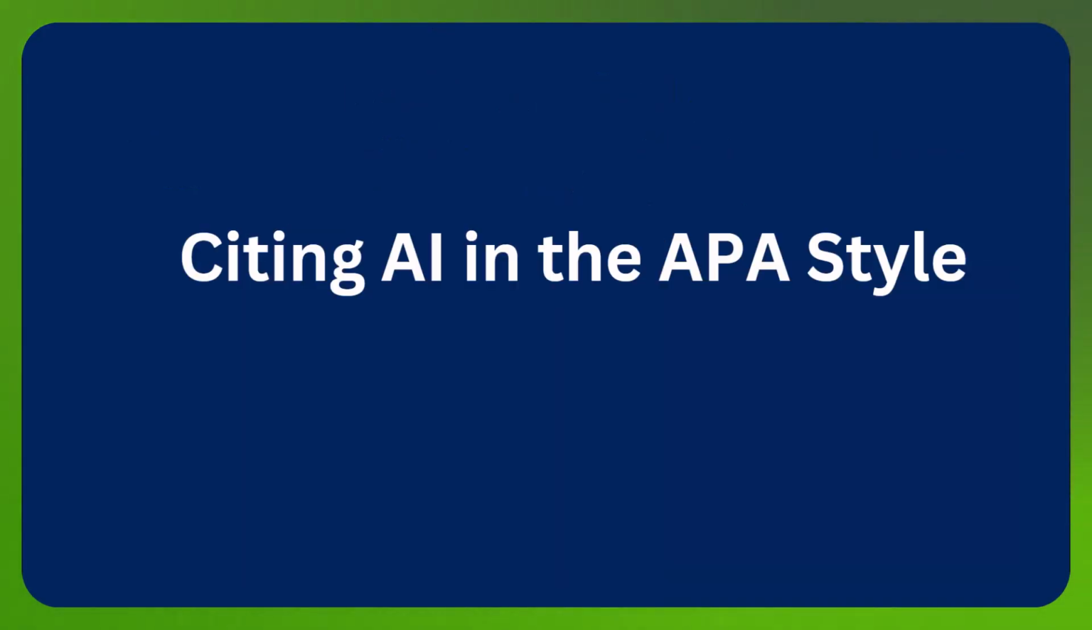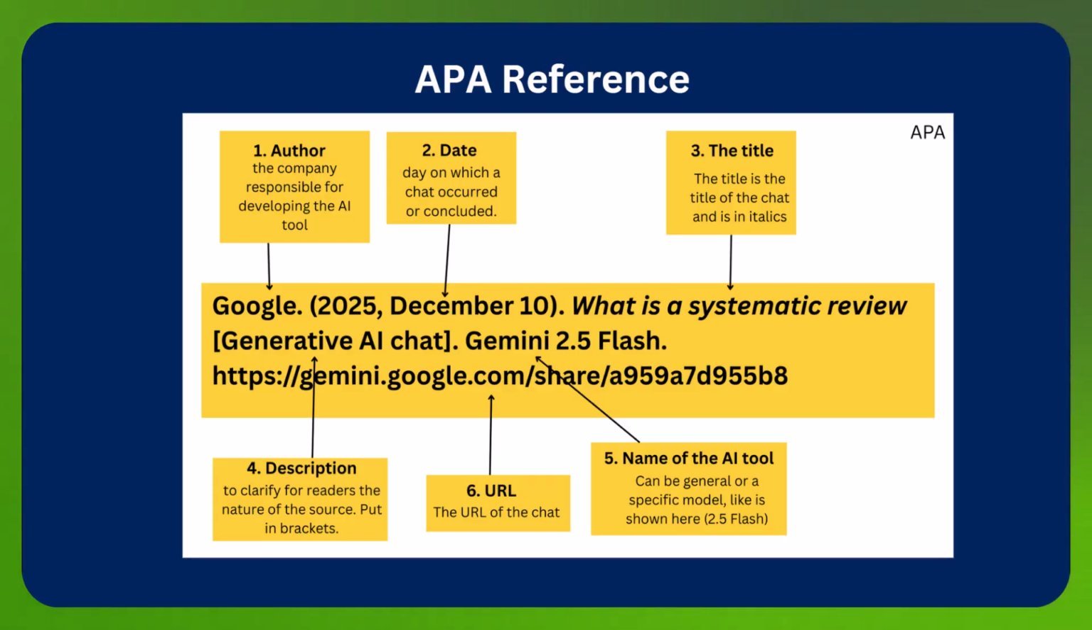Now we are going to go into the specific parts of a citation for AI in the APA style. This is what a citation looks like currently for AI in the APA style that includes the URL of the chat. The author of the AI model is put first in the reference, which is the company responsible for developing the AI tool. Second is the date, which is the date on which the chat occurred or concluded. Third is the title generated by the prompt question asked. The AI tool generates and saves this title in the list of your chats.